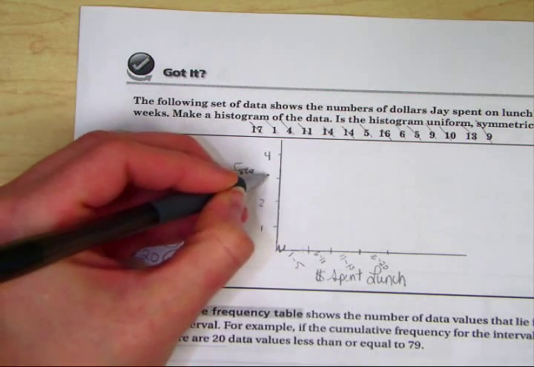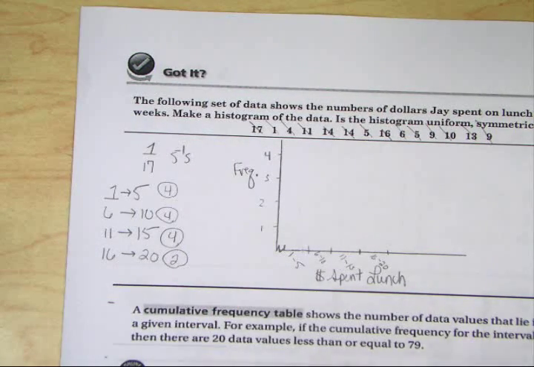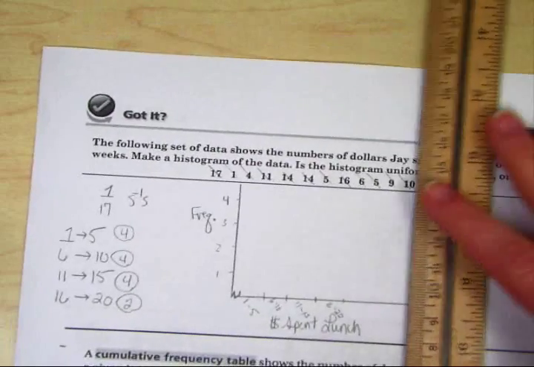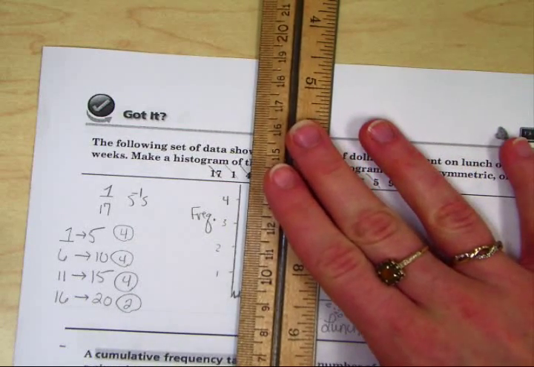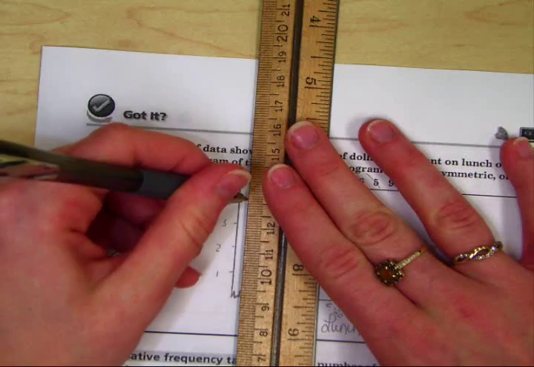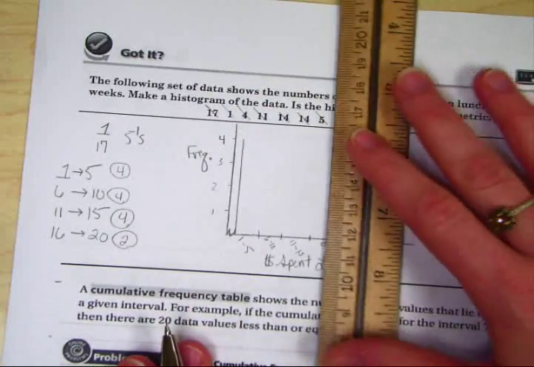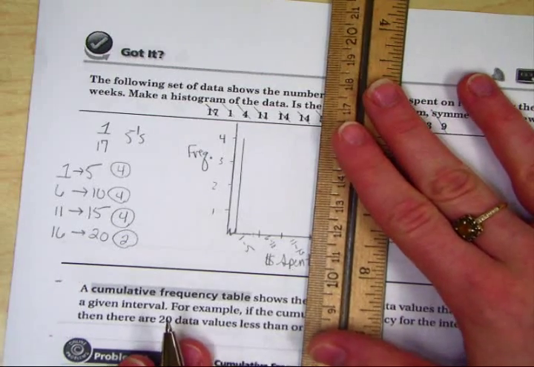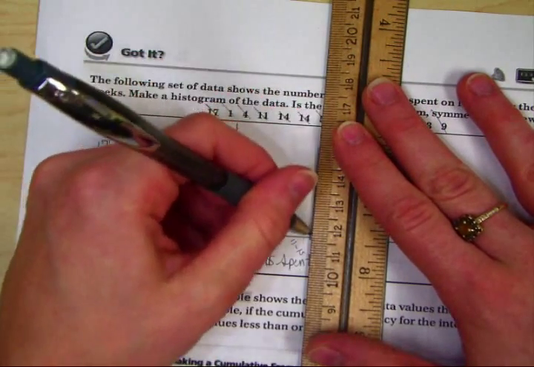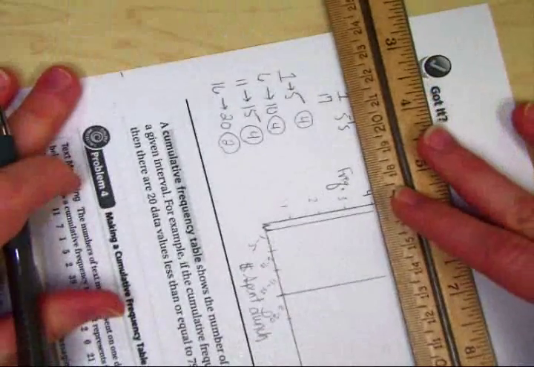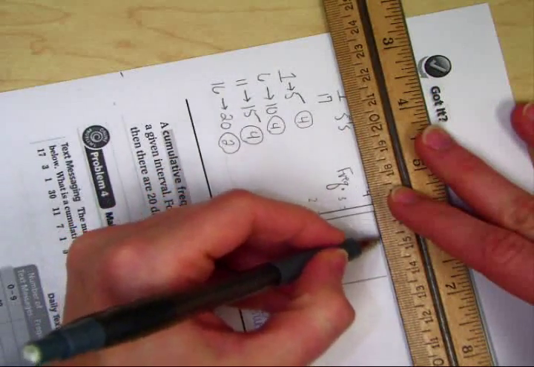Up 1, 2, 3, 4. Pause the video if I'm going too fast to catch up. Alright, now these ones happen 4 times. And you should notice that that happens for the first 3 intervals. So I'm going to cheat a little bit here, and I'm just going to do all 4 at once and then break them up in a second.